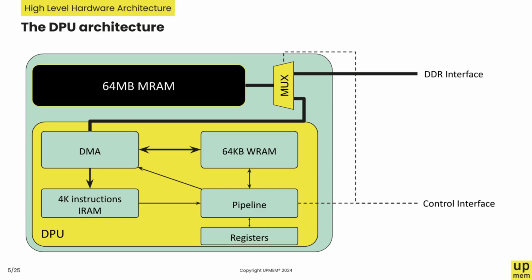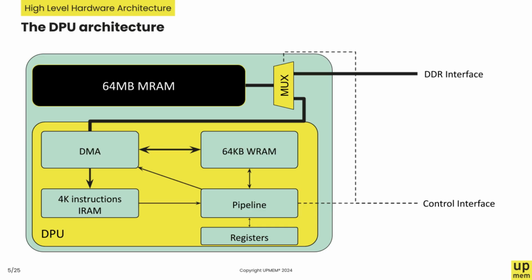The DPU also has access to a scratchpad memory of 64 kilobytes that we call the working RAM. This is what you use when you're doing stores and loads. This is your directly accessible memory. And when you want to read or write from the main RAM, you're doing it through a DMA engine.